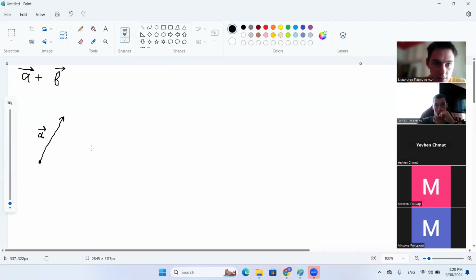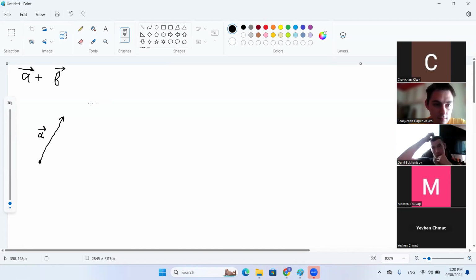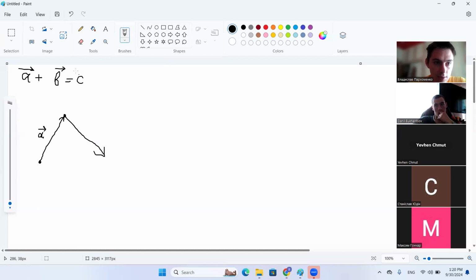Maxim, go on. Can you continue the answer? If not, Stanislav will be the next. Okay, so it seems that no idea. Stanislav, go on. We can use it when the vector B starts from the end of vector A. Yeah, correct. So in such a way, let's write it: A plus B equals C, and it will be the result of adding vectors.